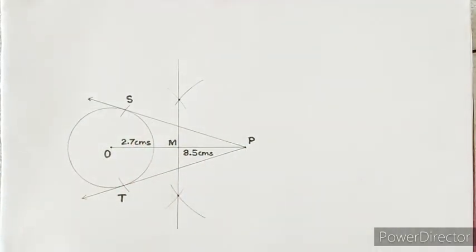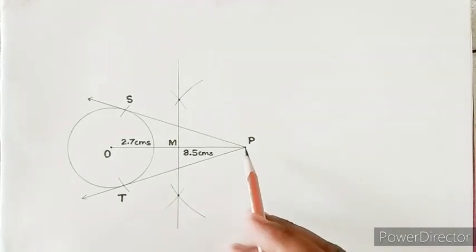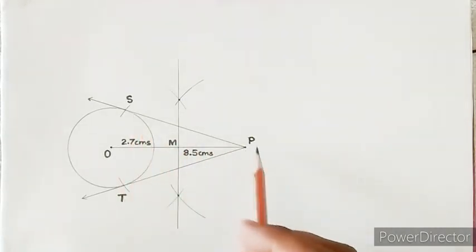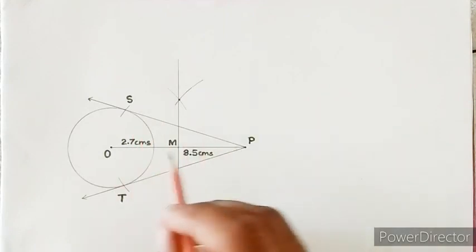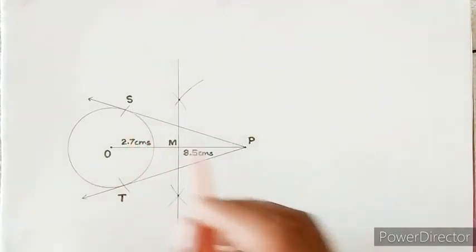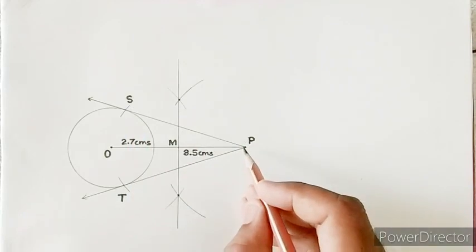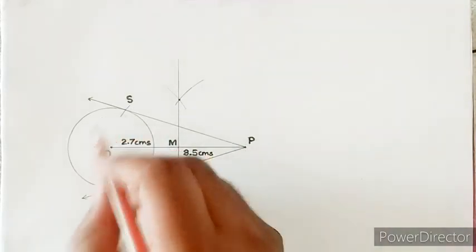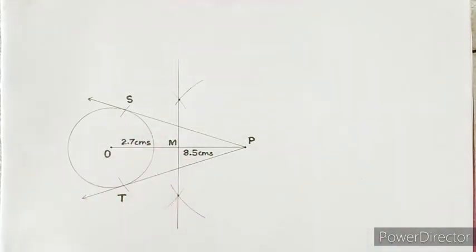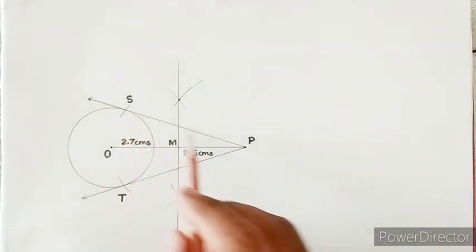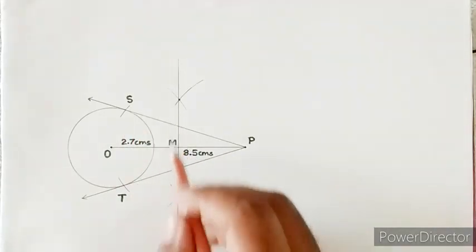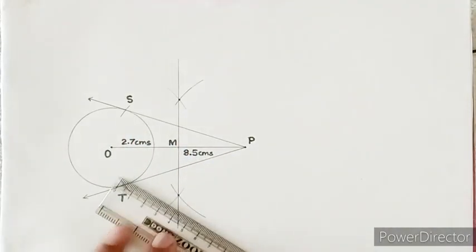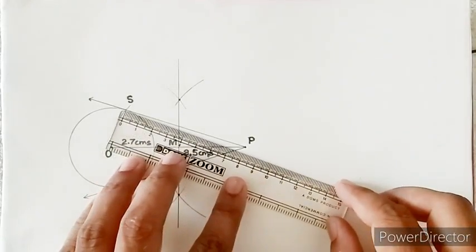And the question also says measure and state the length of the two tangents, that is PS and PT. We need to measure the length, and their length will be same because both the tangents PS and PT are from the same external point P to the same circle, so their length will be equal. So you can take the measure of any of these tangents and the length of both the tangents will be the same. So let's check. Let's measure the length.